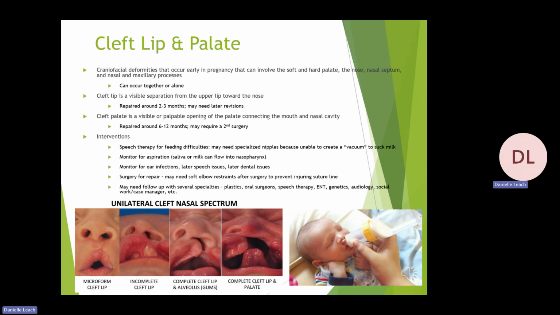It's also linked to folic acid intake, and to the mother drinking during pregnancy, smoking, and certain medications during pregnancy.